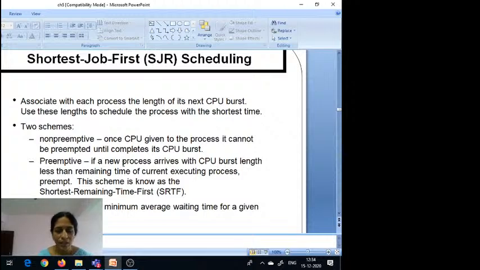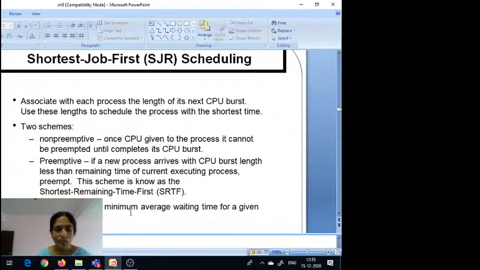That means a new process is added into the ready queue. While adding that new process, the CPU burst time of the process that arrives into the ready queue is less than the remaining time of the process currently executing inside the CPU.